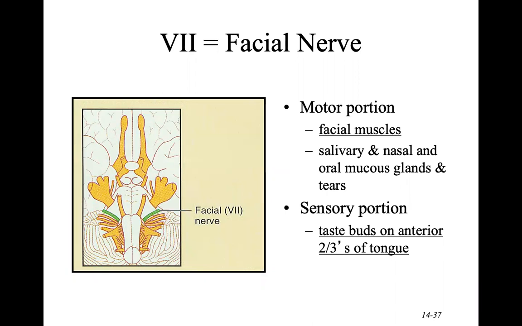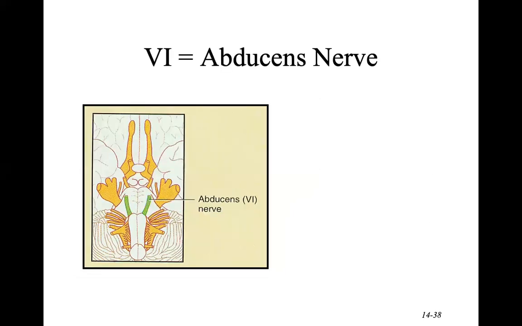Cranial nerve 7 is sweet, sour, salty, and salivary. It controls the salivary glands, right? The sublingual, the submandibular, but not the parotid gland. The parotid gland is cranial nerve 9.